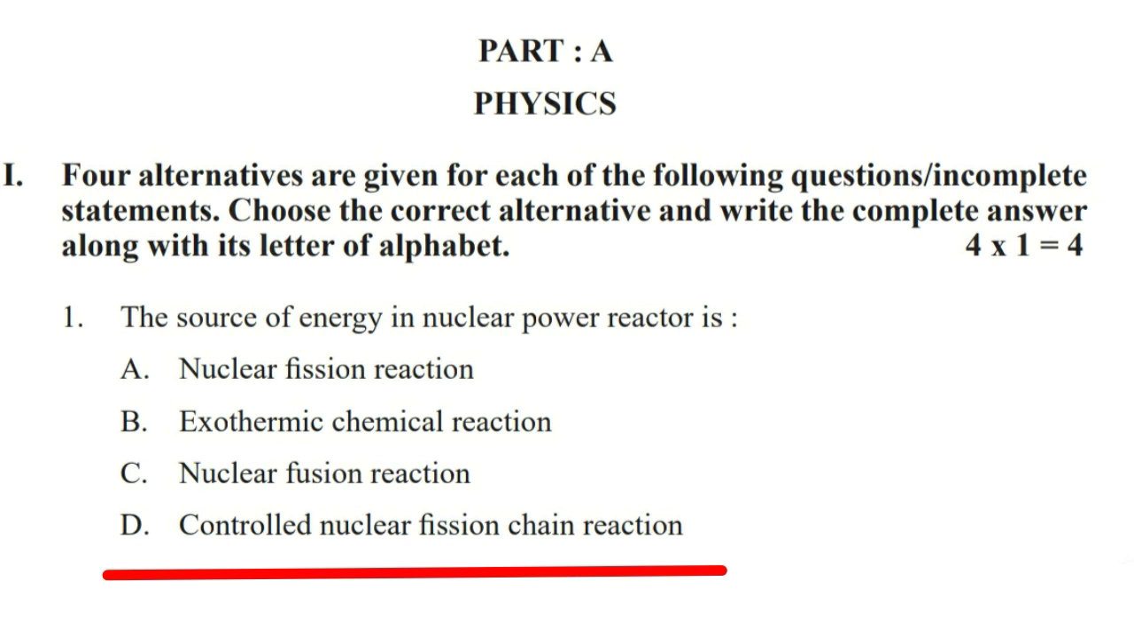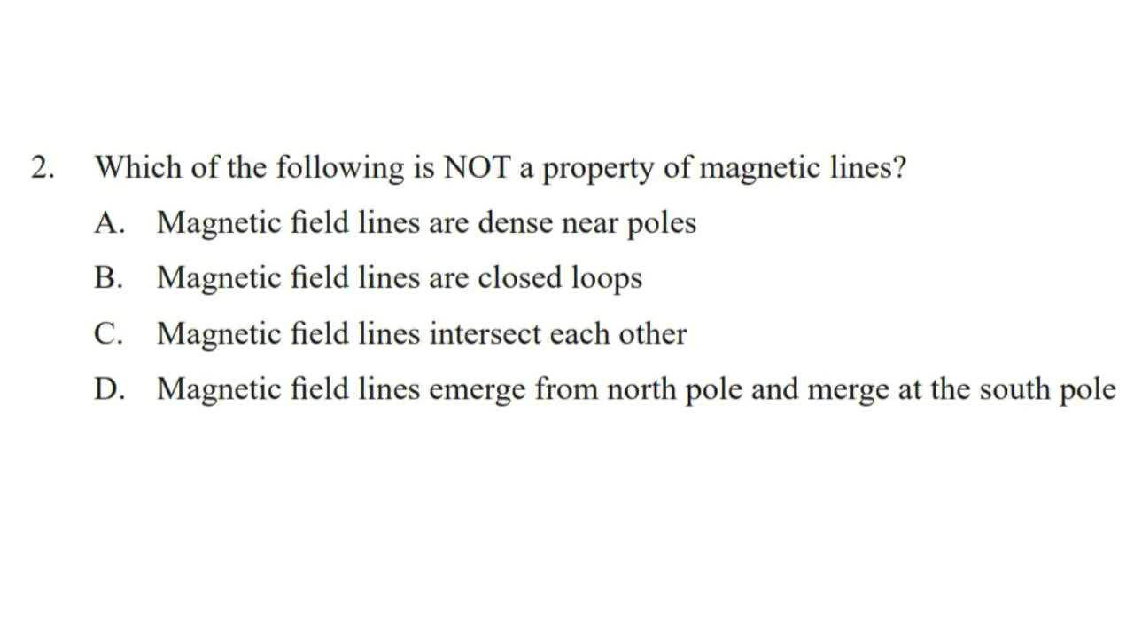Actually, in the nuclear power reactor, nuclear fission reaction will occur, but it is controlled. So, correct answer is option D, controlled nuclear fission chain reaction.